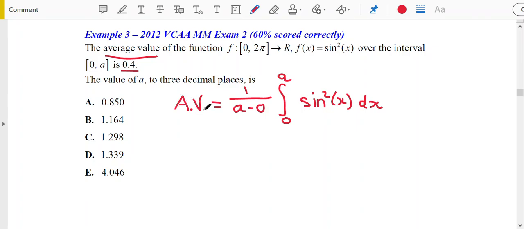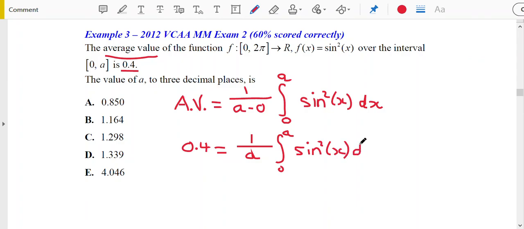So instead of writing the word average value, we replace that with 0.4 because we know that's the average value, and that will equal 1 divided by a, because a minus 0 is just a, all multiplied by the definite integral from 0 to a of sine squared x dx. So this is an equation that we need to solve for the variable a. So again, it's a CAS calculator exercise.